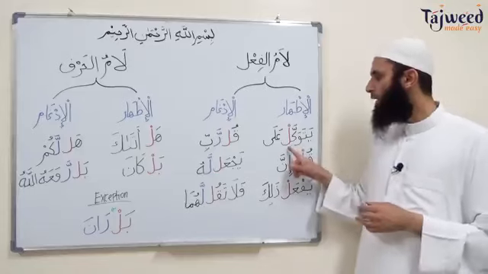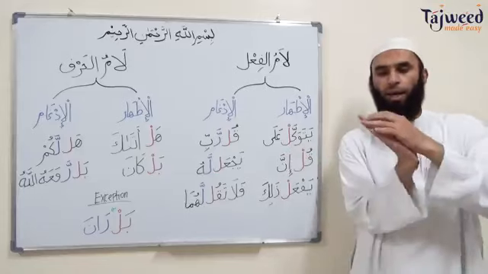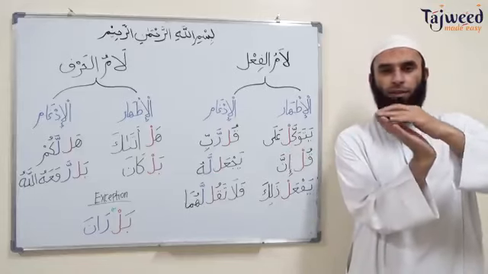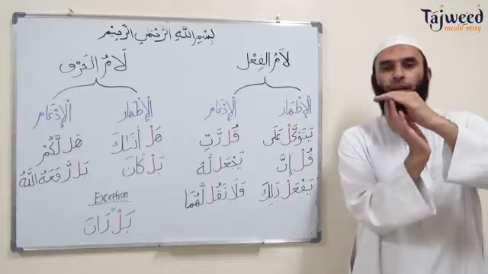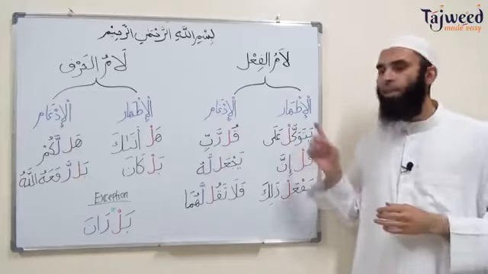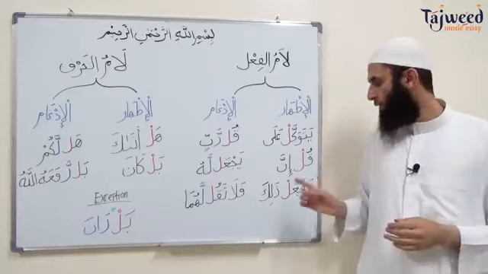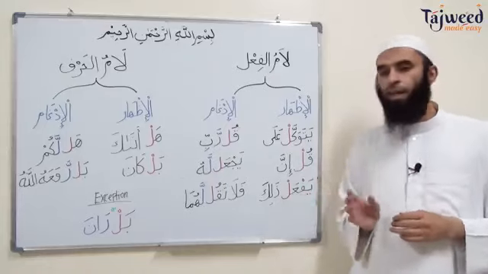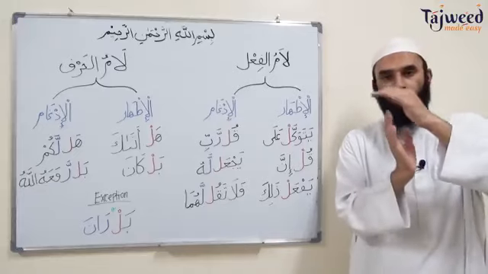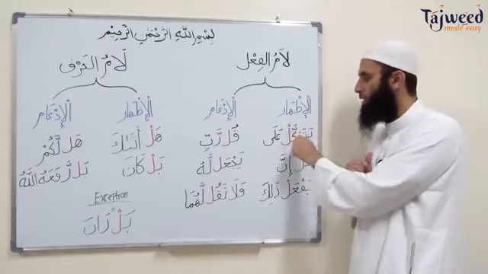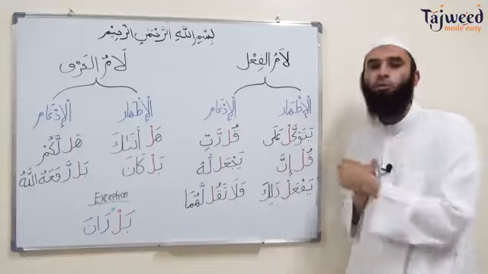So the lam here, yatawakkal ala. Yatawakkal, how are we going to pronounce it clearly? The edge of the tongue will touch the roof of the mouth. So yatawakkal ala. Here, qul. Notice that the lam sakina will have the sukoon on it and it's going to be pronounced.